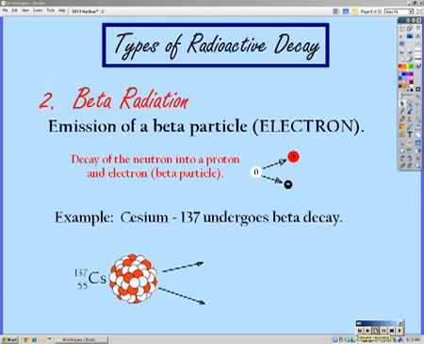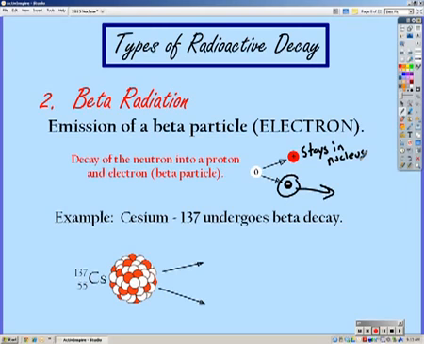The decay of a neutron into a proton and an electron. That's how we get a beta particle, or an electron from the nucleus. Our electron is going to be emitted from the nucleus, and our proton is going to stay in the nucleus.